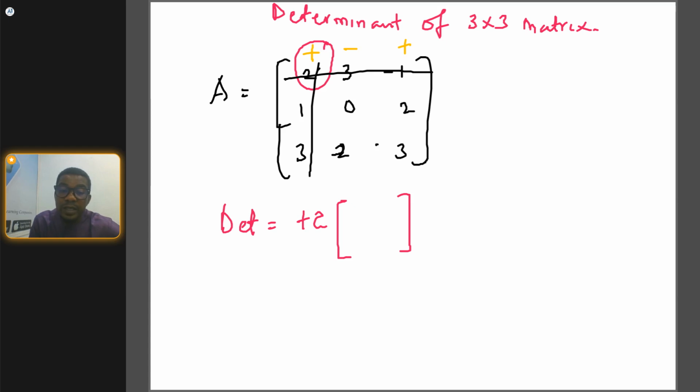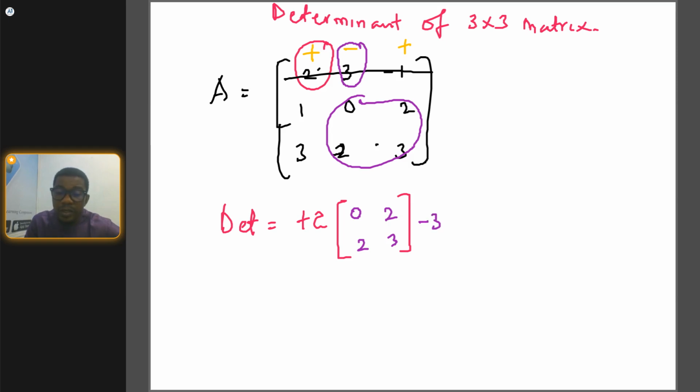So we're going to write the remaining values that are not crossed out. That is this portion. This portion is going to be 0, 2, 2, 3. So that is for the first one, which is plus 2. Now we have the next one, minus 3.